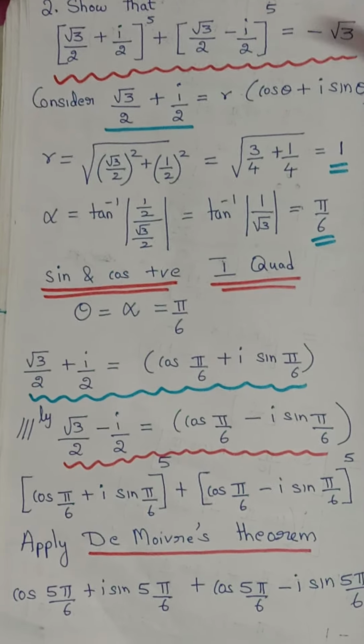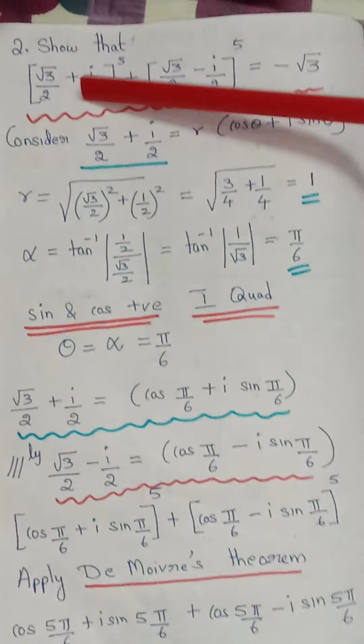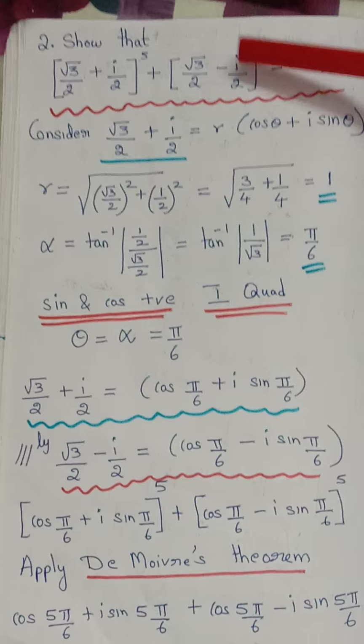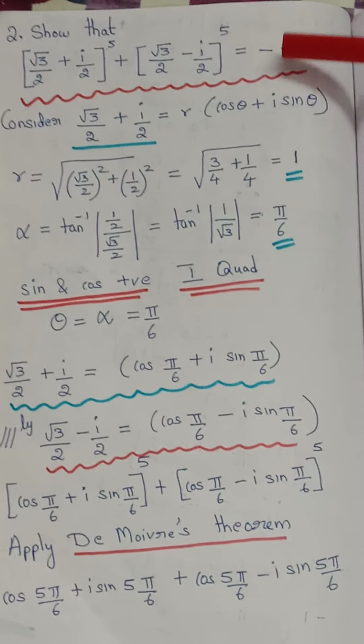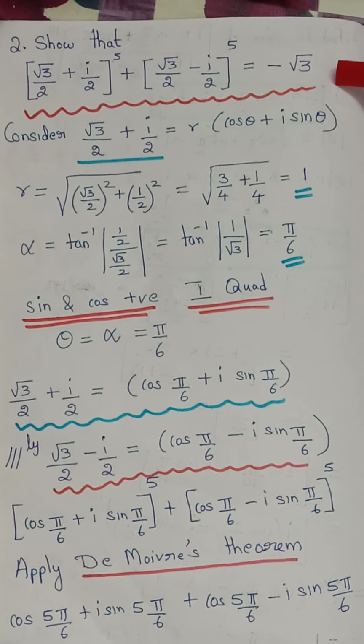Exercise 2.8, question number 2. Show that (root 3 by 2 plus i by 2) to the power 5 plus (root 3 by 2 minus i by 2) to the power 5 equals minus root 3. So this is what we are supposed to prove.